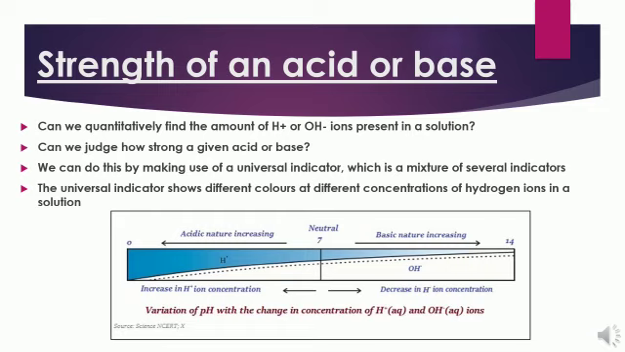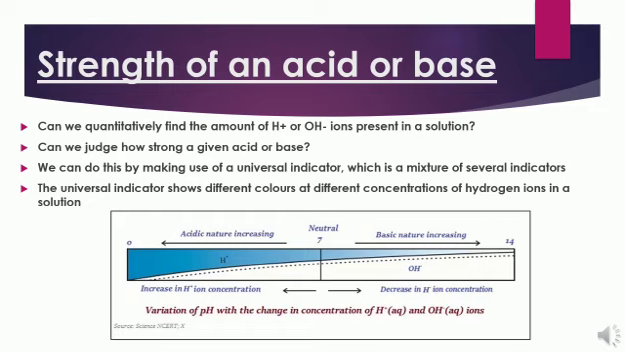So here in the picture you can see the variation of pH with the change in concentration of H+ aqueous and OH- aqueous ions. Here you can see the acidic nature increasing, that is 0 to 7. So 7 is said to be neutral. Whatever solution comes under the value between 0 to 6 or 7 shows an increase in H+ ion concentration. So there is more dissociation of H+ ions.